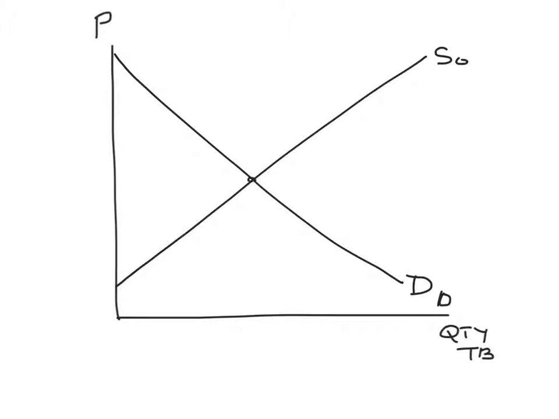The market currently is at the equilibrium, and so we have Q0E, the quantity of bonds demanded, and then we have P0E as the price of the treasury bills or the bonds.